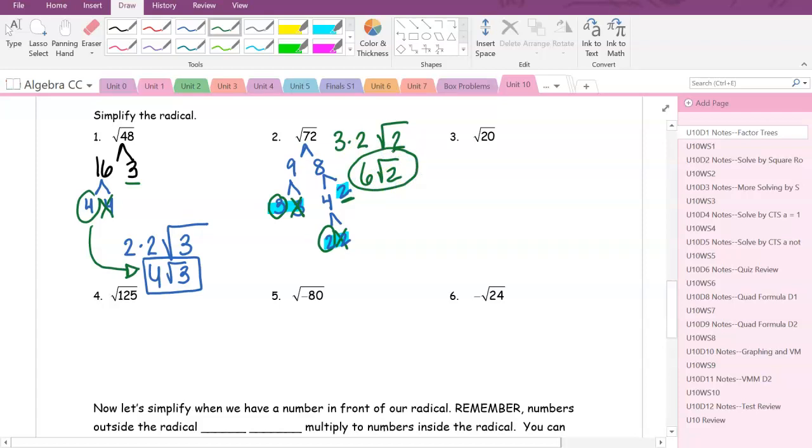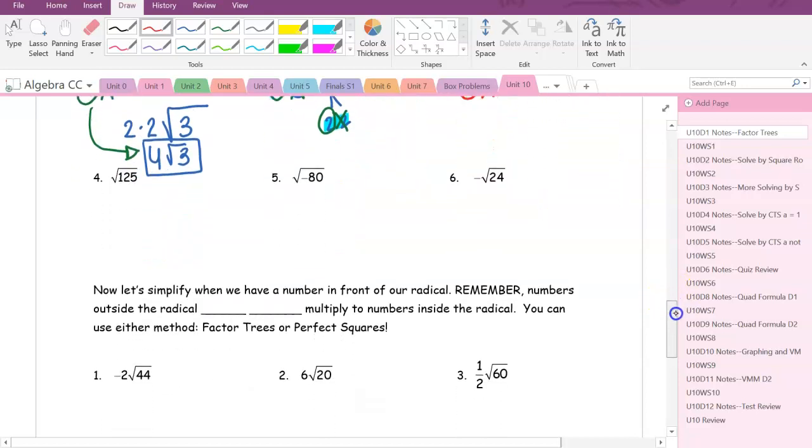All right, let's try 20. 20, I know 4 times 5 is 20, but you could also use 10 times 2. 4 breaks down to 2 times 2. Okay, so my primes are 2s and 5s. I have a pair of 2s, circle, cross out. 5 doesn't have anybody. Again, underlines go under the root. Circles go outside.